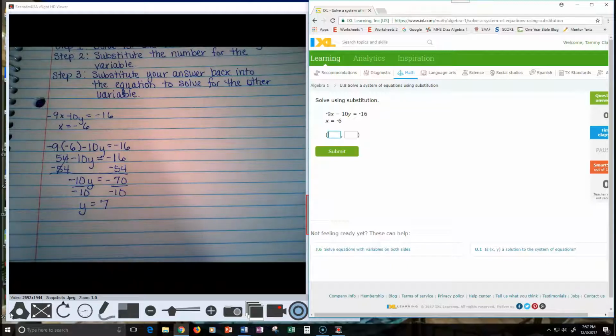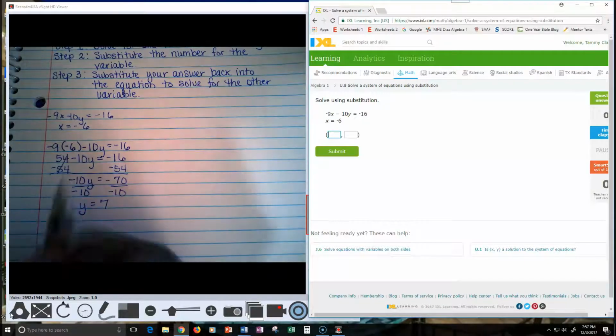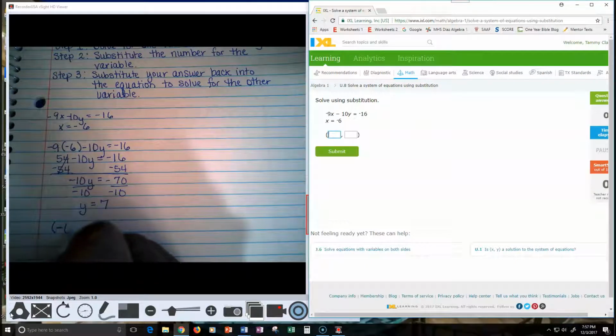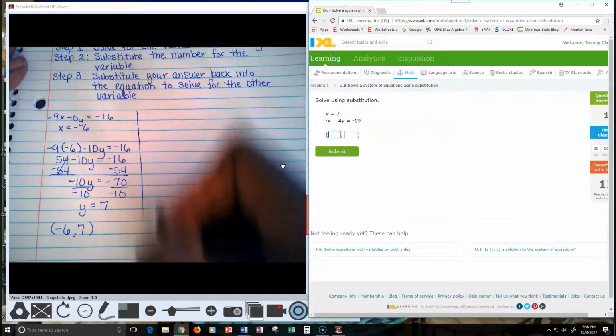Now, it's very easy to forget why you're doing this. Keep in mind, we're solving a system of equations, so we need an ordered pair where both lines cross. This is a line, and this is a line. Tell me where they cross. In this case, they cross at x is negative 6, and y is positive 7. So you would type in negative 6, positive 7.